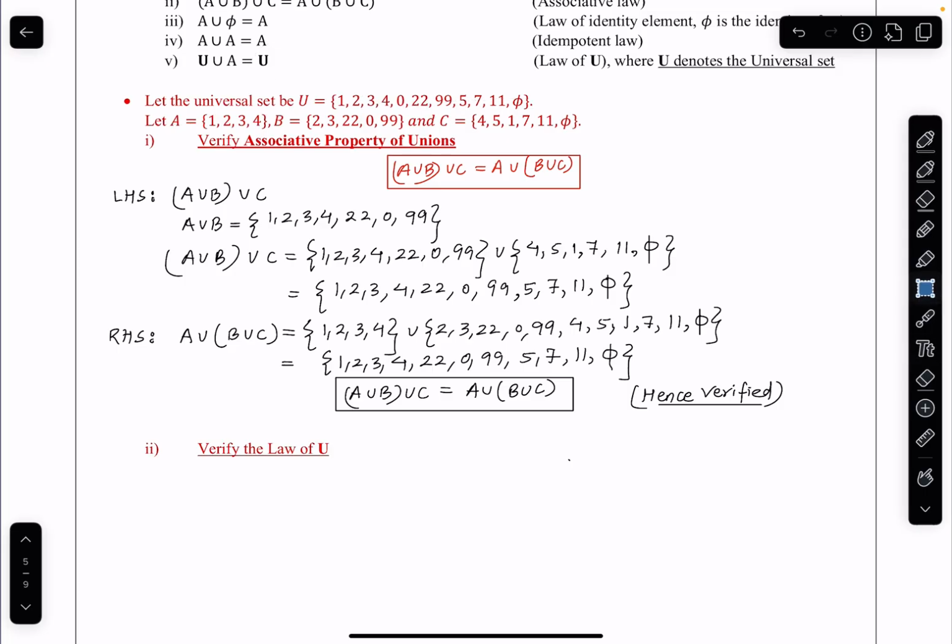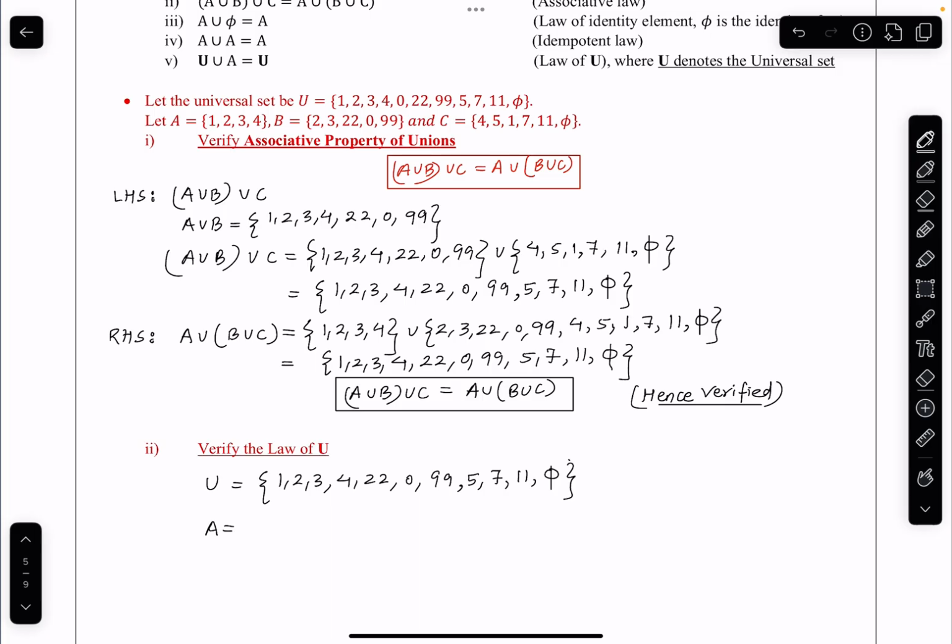So this set is the universal set itself: 1, 2, 3, 4, 0, 22. Every element of this set is actually an element of the universal set. So this set is basically the universal set itself. So we need to take the union of the universal set with the set A. So this is what our universal set is.